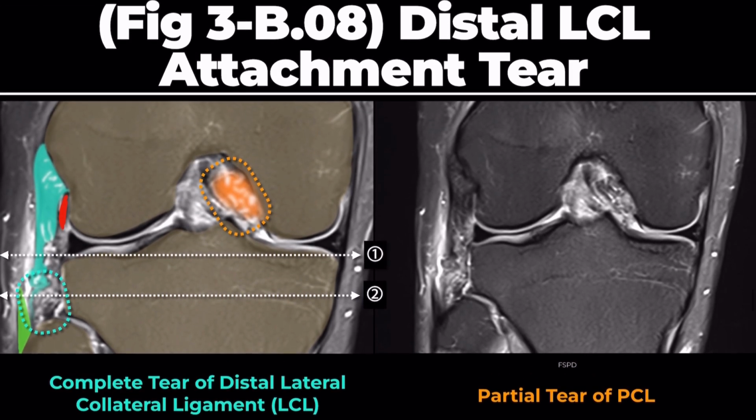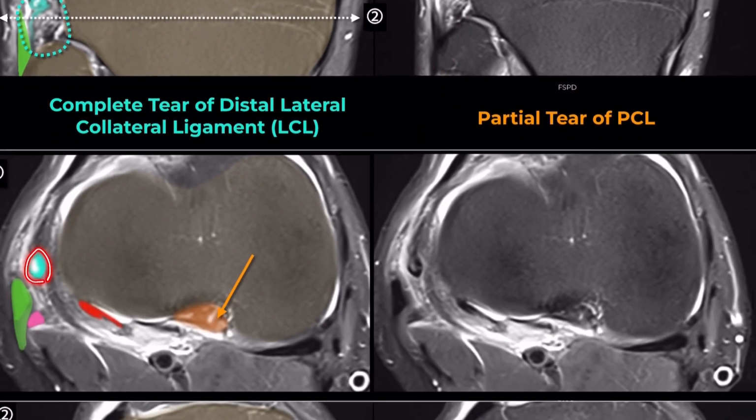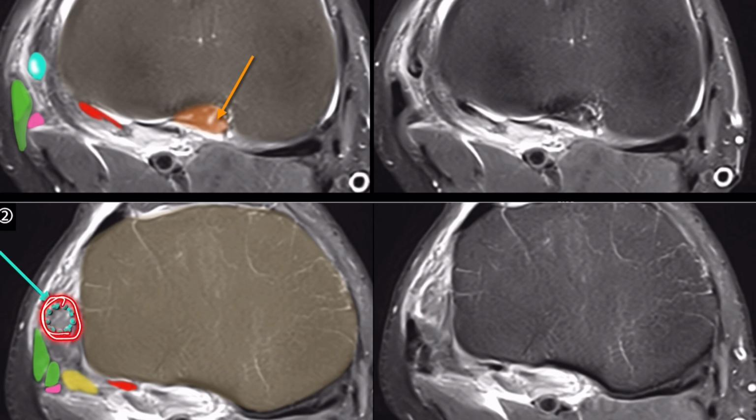First, the most common injury patterns of the LCL include either a soft tissue avulsion from the attachment on the femur or an osseous avulsion from the fibular head. In this patient, it is a soft tissue avulsion, and you can see the wavy contour on the coronal image.